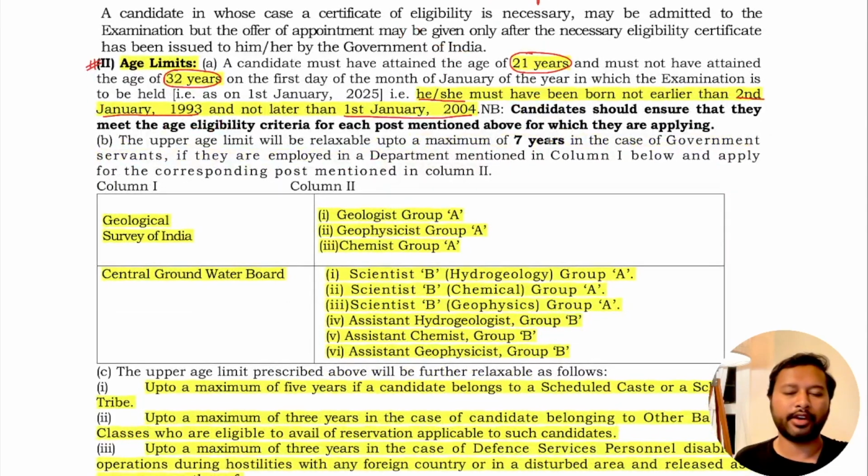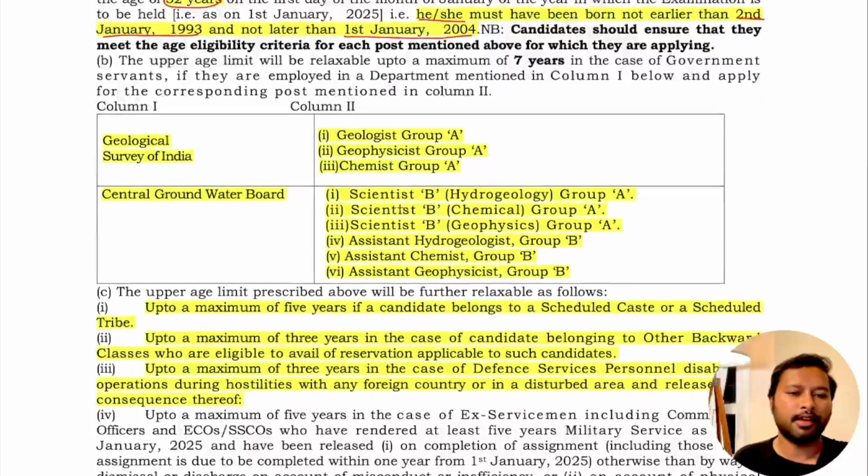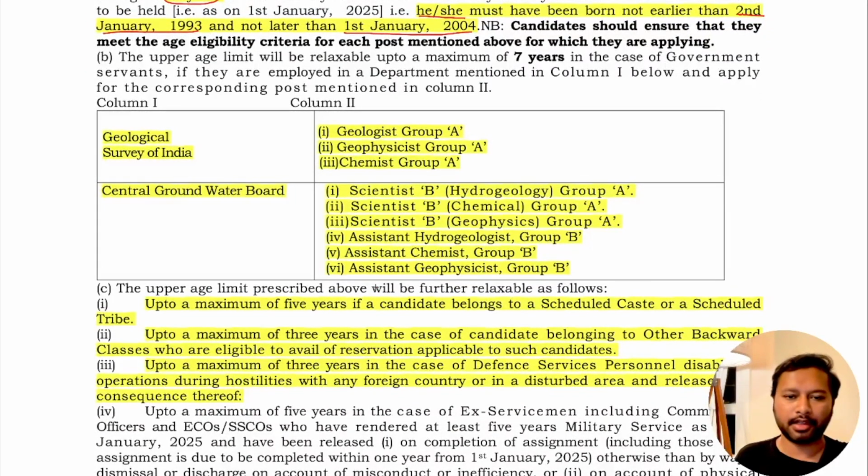There is a 7 year relaxation for those who are already working in the same department, that is the Ministry of Mines or Ministry of Jal Shakti. As mentioned, these are the positions. If somebody is already working in these institutes at a certain other position, then they get a 7 year relaxation. That's what they have mentioned.